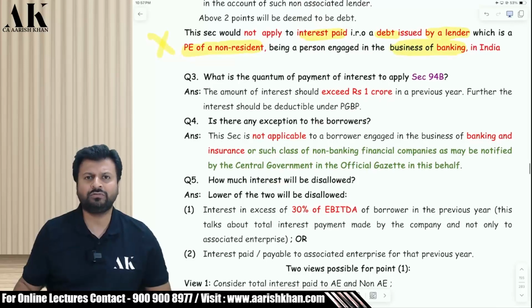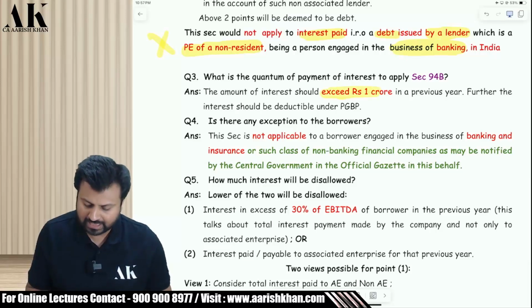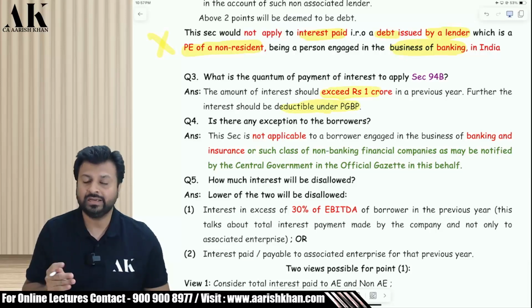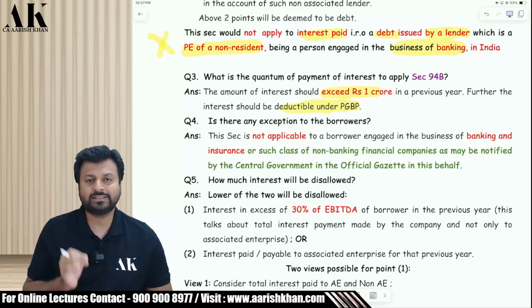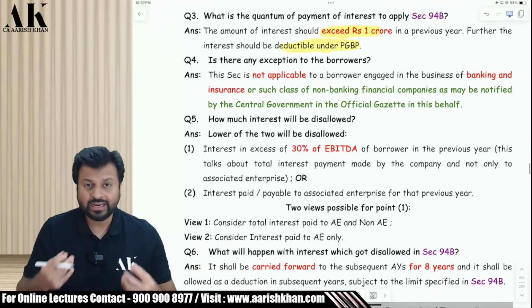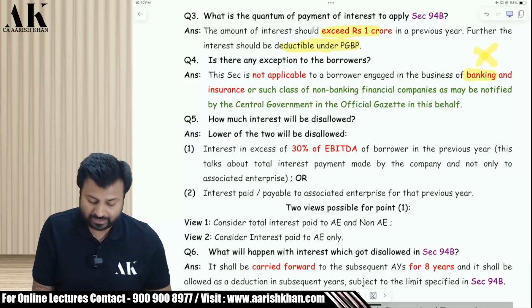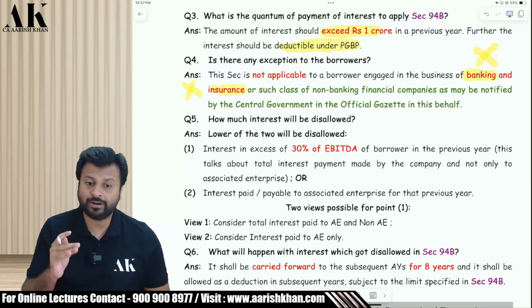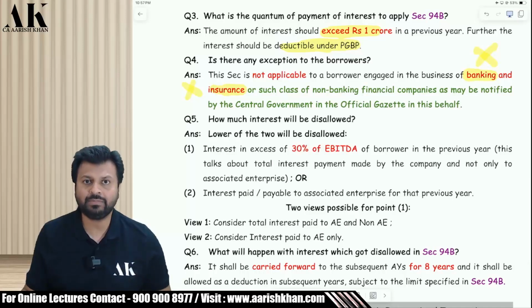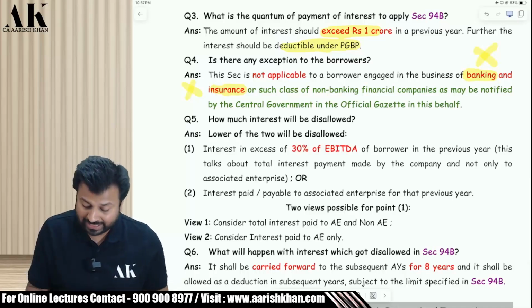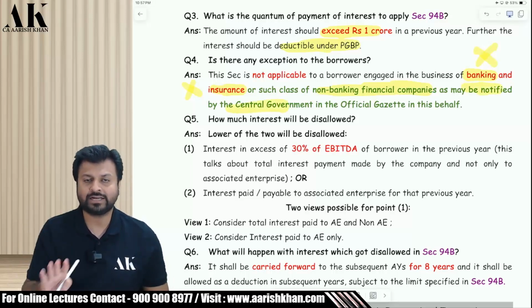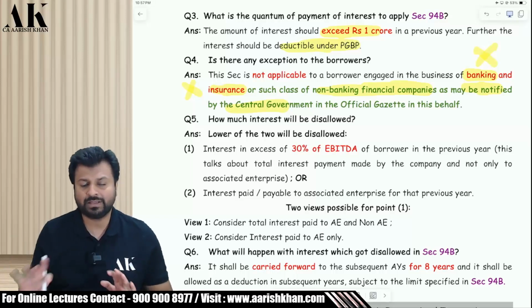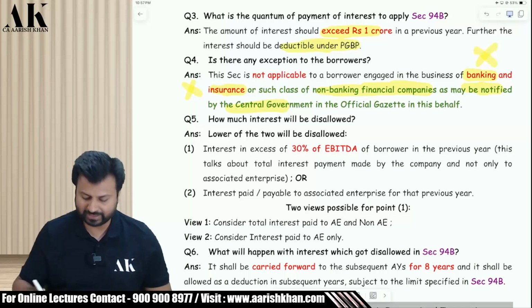Now, is there any threshold for disallowance over here? Yes, the entire year's annual payment of interest should exceed 1 crore rupees and it should be allowed as a deduction under PGBP. So the deductible expense in the entire year should exceed how much? Should exceed 1 crore rupees. Further, this section is not applicable to a few people. If the borrower is a banking company, this section is not applicable. If the borrower is an insurance company, this section is not applicable. And one last point is an amendment made by Finance Act 2023. If the borrower is an NBFC notified by the central government, then also this section is not applicable. Okay, so the third one is an amendment made by Finance Act 2023.